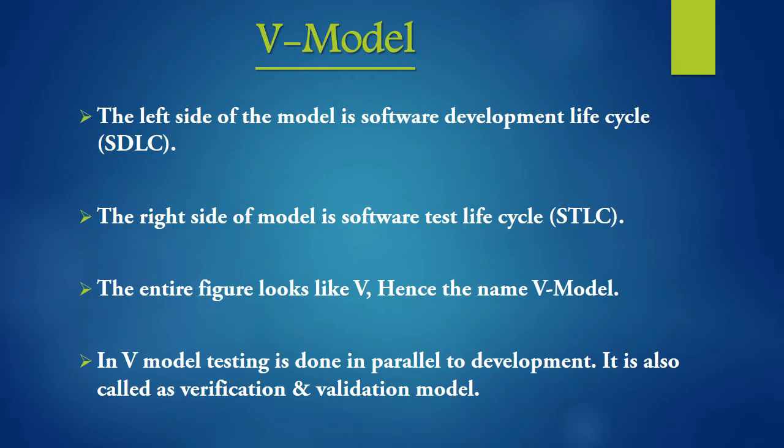The left side of the model is the software development lifecycle, that is SDLC, and the right side of the model is the software test lifecycle. The entire figure looks like V, hence the name V model. So here the left side is SDLC, that is software development lifecycle, and the right side is called STLC, that is software testing lifecycle.